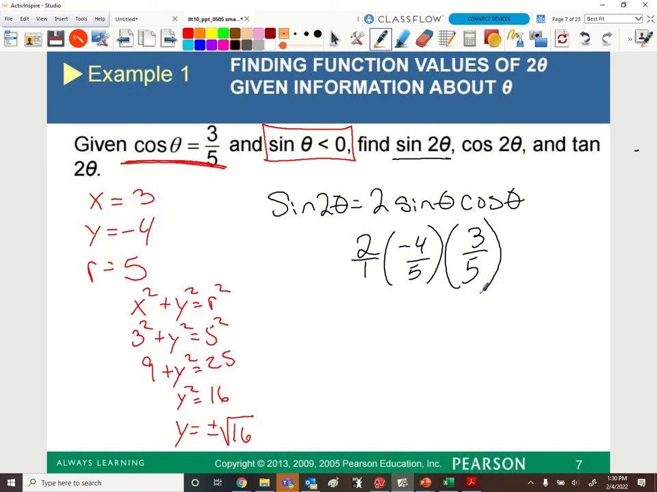So now we multiply fractions. We multiply these straight across, right? We're going to multiply straight across. So 2 times -4, -8 times 3, -24, right? Over 1 times 5 times 5. And guess what? That's my answer. See that? I circled the answer. So that must be it.